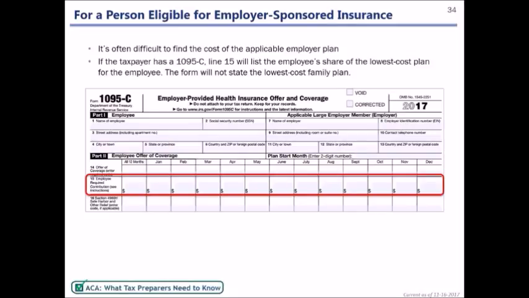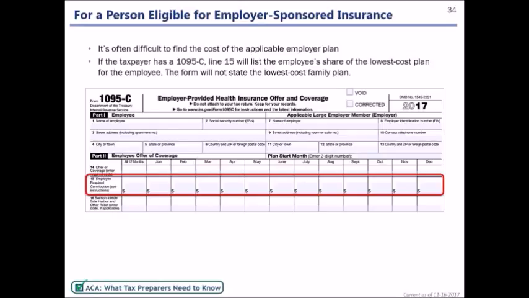But line 15 is going to list the employee's share of the lowest cost plan for the employee. It's not going to give you the cost of a family plan, but it might help you out at least in some of these calculations, because of course, it's really hard for people to remember what their coverage costs. That coverage that they didn't take 15 months ago, what did that cost?